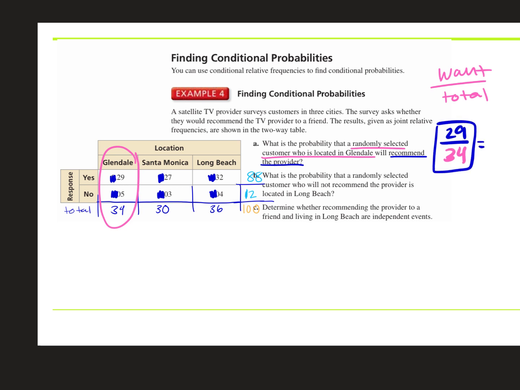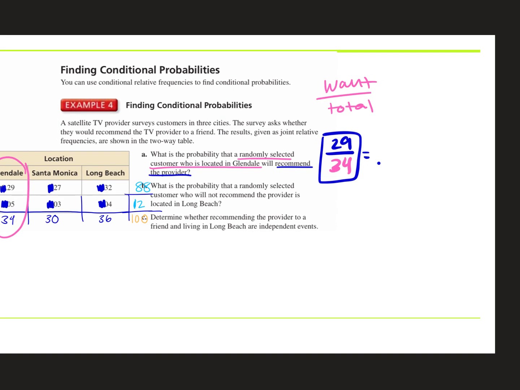We could leave it as a fraction, a simplified fraction, or how else could we write our answer? Decimal. As a decimal. So we could do 29 divided by 34, and we'd get 0.85. How else could we leave our answer? As a percent, so 85%.